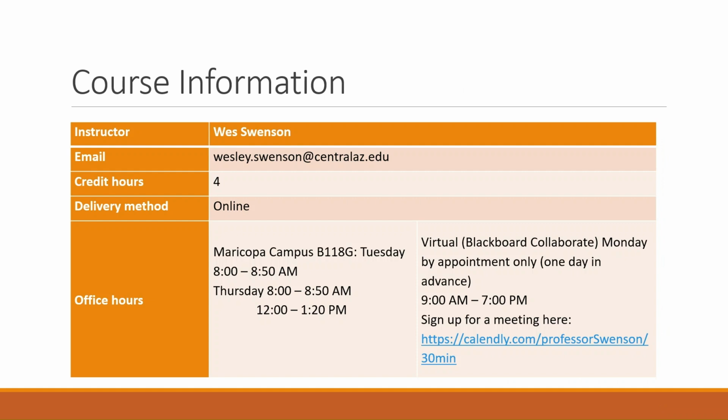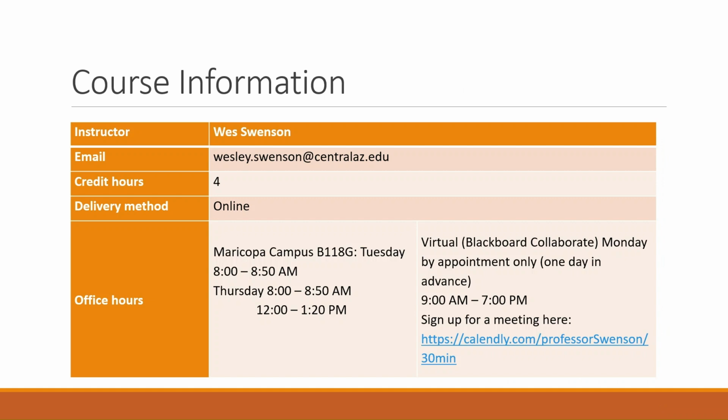Here is a little bit of course information for you. That is my name and email address. However, if you have any questions, please be sure that you reach out to me through Blackboard, which is the sanctioned communication pipeline between an instructor and students. This course is an online course. It's worth 4 credit hours. I do hold regular office hours on the Maricopa campus. My office is B118G. And if you pull up to the buildings, there are a few of them. That's the middle building that you will find there.